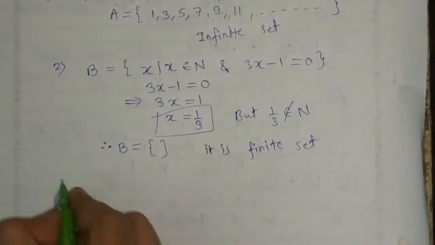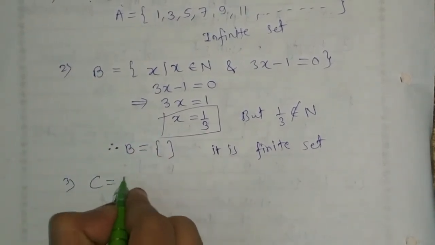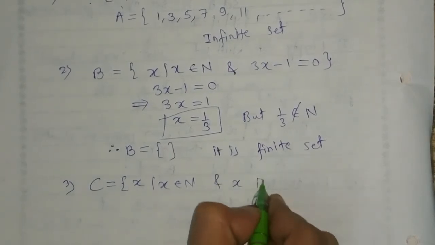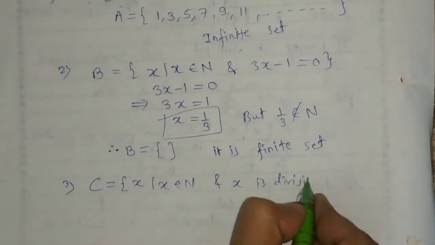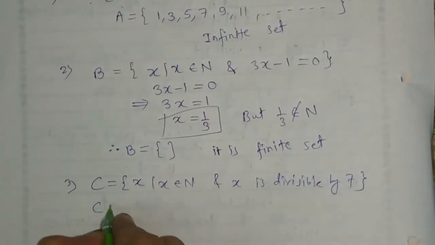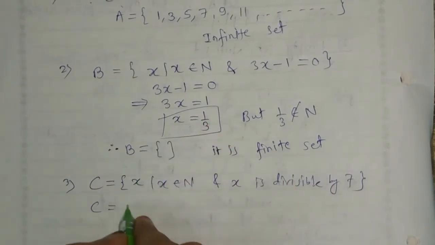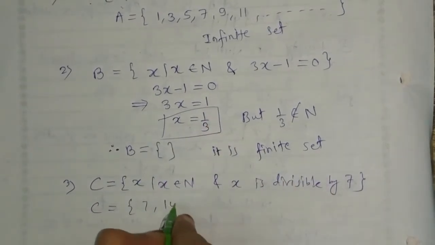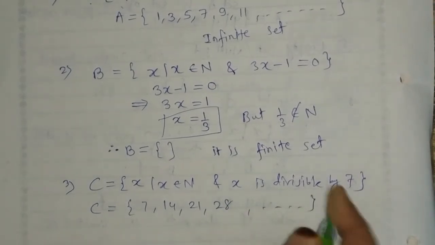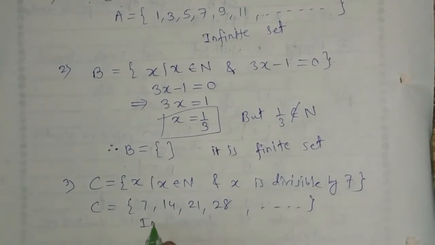Then the next example we have is set C = {x : x belongs to natural number and x is divisible by 7}. So we know that x is a natural number here and x is divisible by 7. So in the listing method we have 7, 14, 21, 28 and so on. There are unlimited and uncountable elements in this set. So we conclude it is an infinite set.